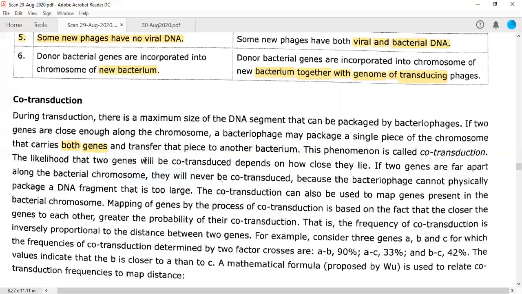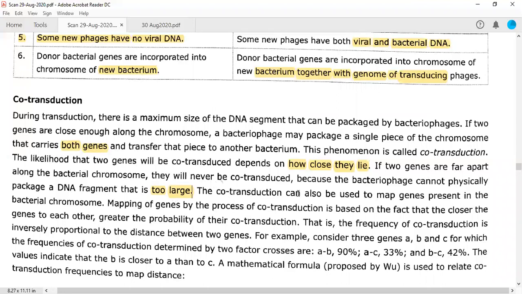The likelihood that two genes will be co-transduced depends upon how closely they lie. So it always depends on how close they are to each other. If the two genes are far apart on the bacterial chromosome, they will never be co-transduced. It's a simple thing: if they are present far apart, they can never be co-transduced, because the bacteriophage cannot physically package a DNA fragment that is too large. A very large DNA will not be accommodated in the head region. Therefore it is not probable that a large DNA molecule can be transferred from one bacterial cell to another via a bacteriophage.